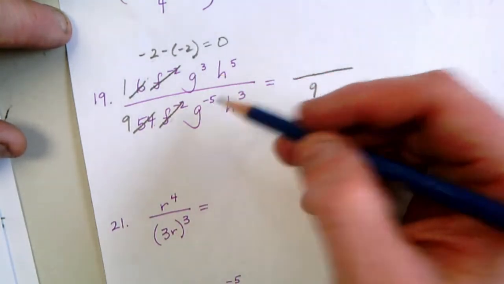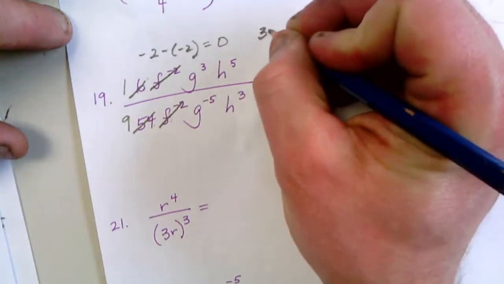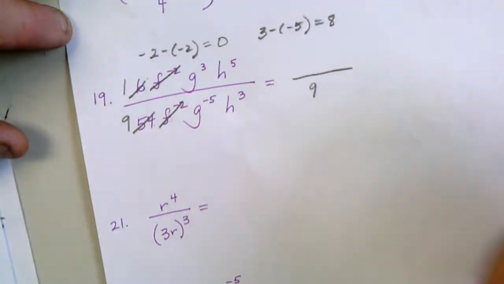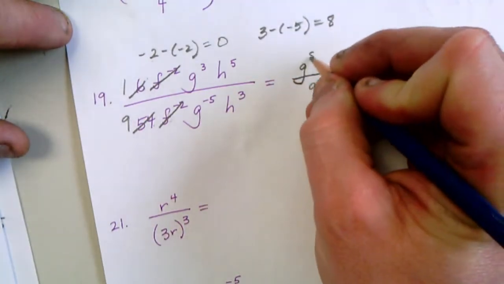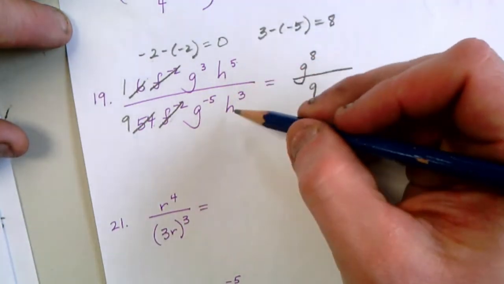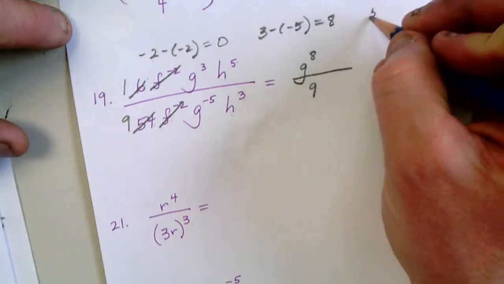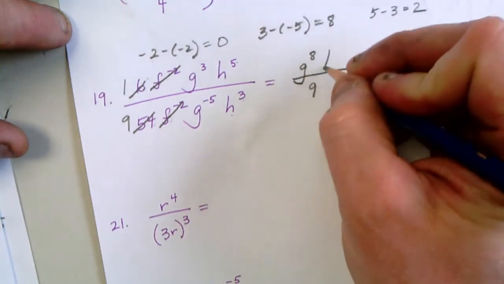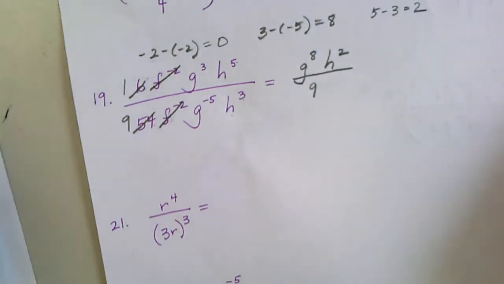I have g to the third divided by g to the negative fifth. So 3 minus negative 5 is actually 3 plus 5, that's 8. So I have g to the eighth. And h to the fifth divided by h to the third, 5 minus 3 is actually 2. And so I have h squared right there. Okay.